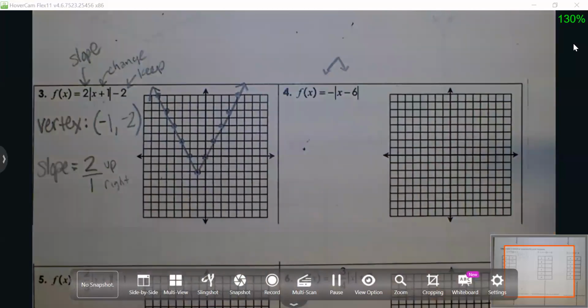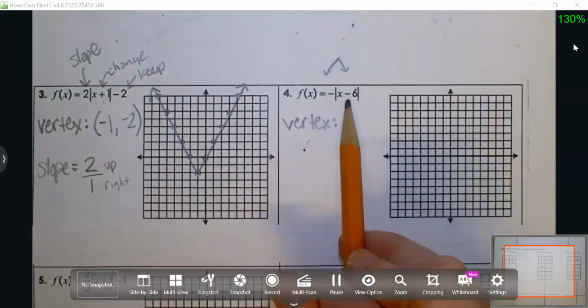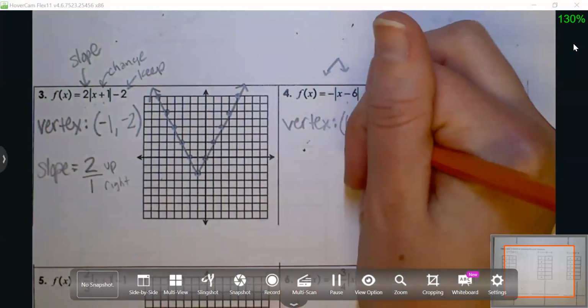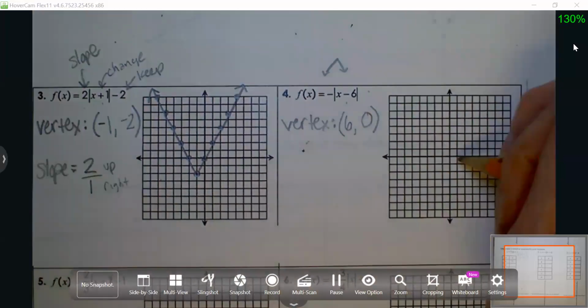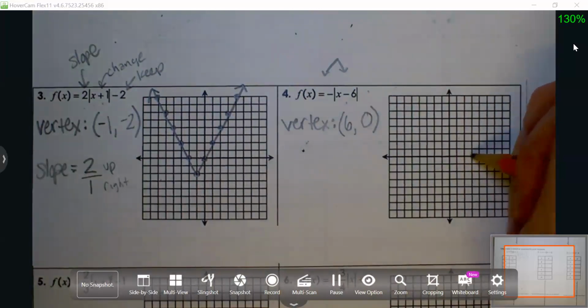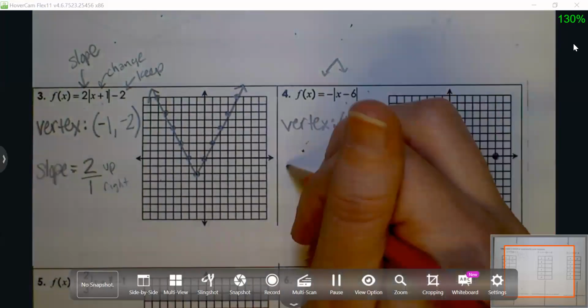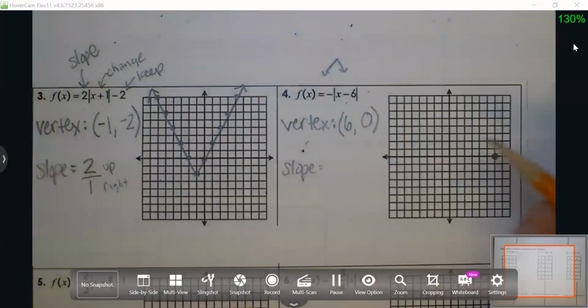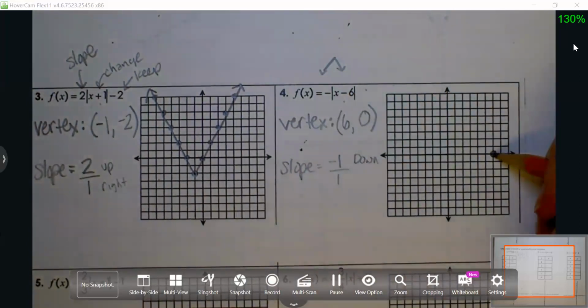So let's practice that one. Again, I have to start at my vertex. Change this sign so it becomes a +6. I don't have anything over here, so it's a 0. So I'm going to plot my vertex at 6, 0. And then I'm going to move according to my slope. My slope here is just a negative sign. It's really just -1. So I'm going down 1 over 1. Down 1 to the right 1, down 1 to the right 1.